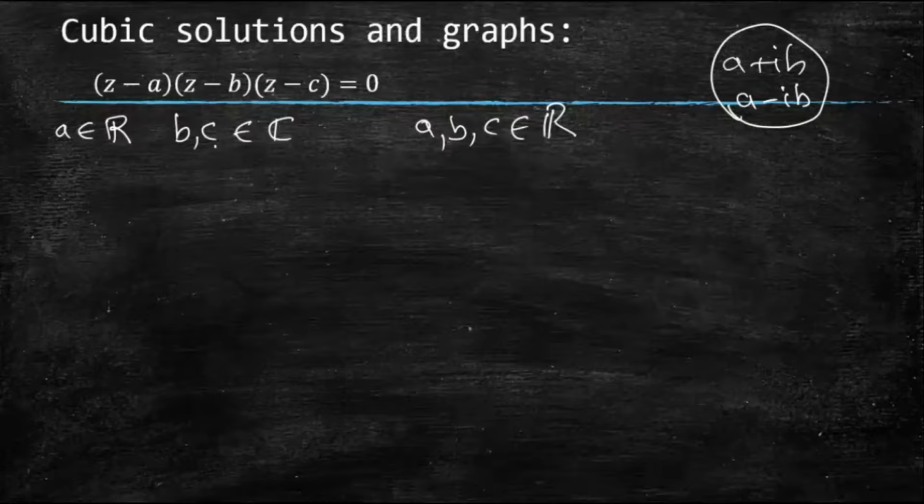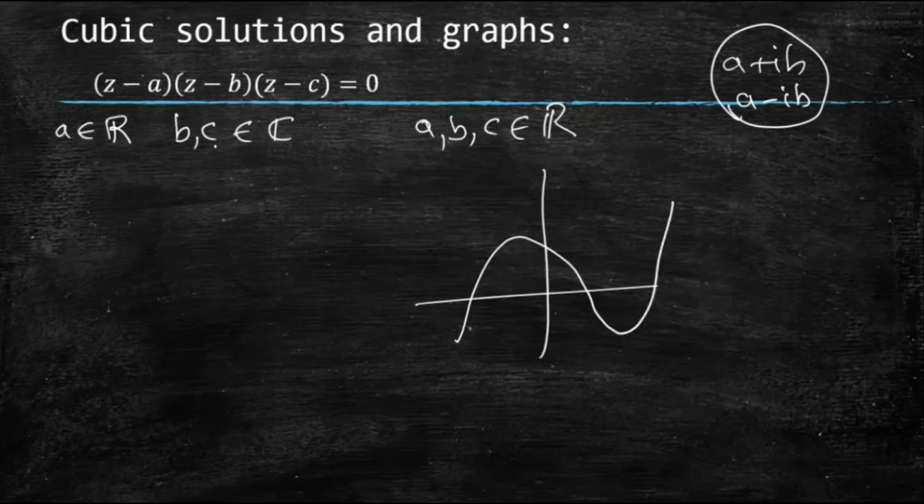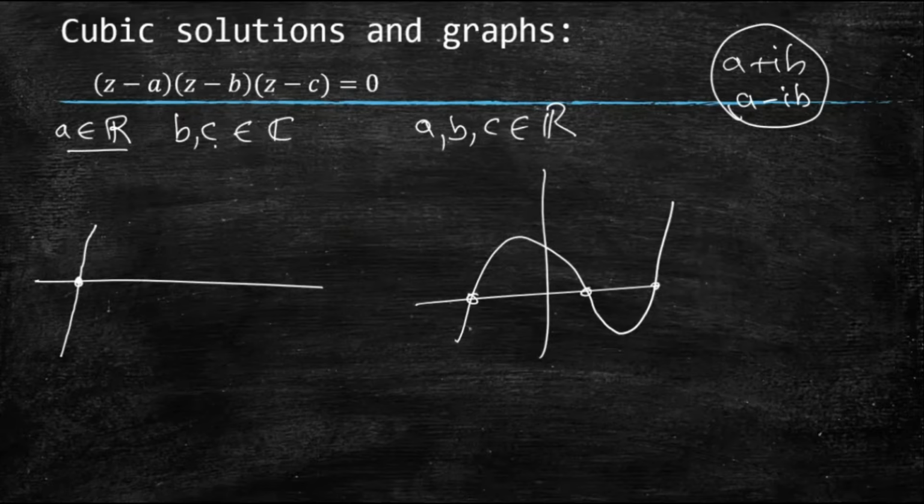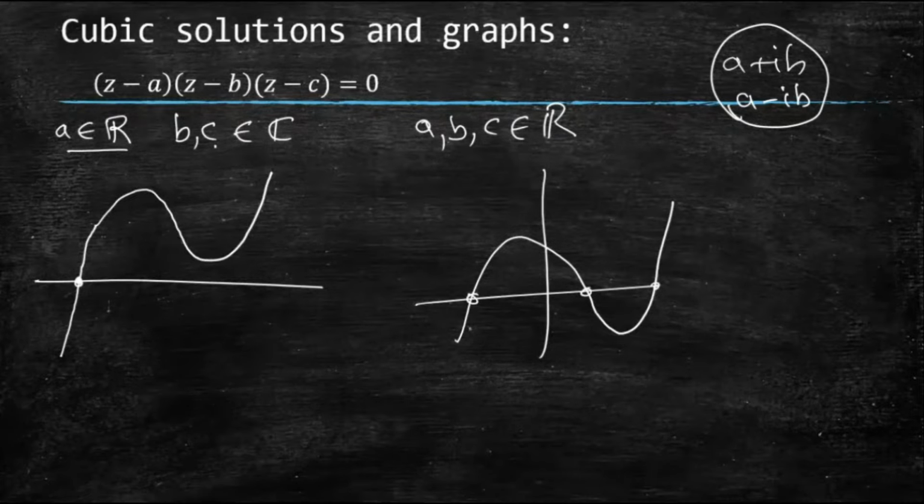So it's always 2 at a time when the coefficients are real. Therefore, if you have all 3 real roots, the cubic looks like this, where it cuts the x-axis at 3 different points. But when you have one real root, the cubic crosses the x-axis at one point, but later it doesn't cross, and goes like this. So when b and c are complex numbers, the curve crosses the x-axis only once.